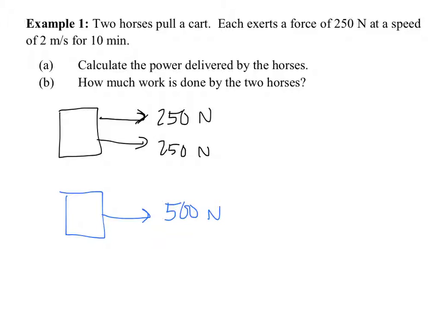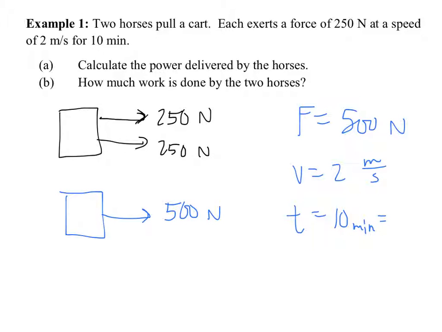So, we've got an overall force of 500 newtons. We've got a velocity of 2 meters per second. We've got a time period of 10 minutes. What's 10 minutes really, though? What do I want to make that? Seconds, because I'm in meters per second, right? So 10 minutes, there's 60 seconds in a minute, 600 seconds. No need for dimensional analysis for something simple like that. 60 times 10 is 600 seconds.